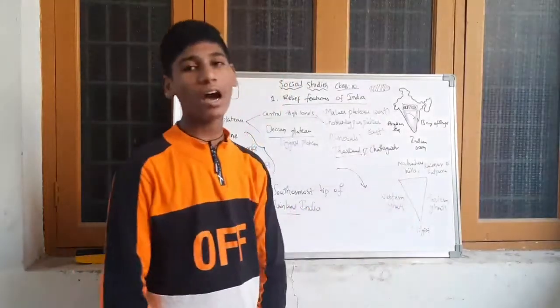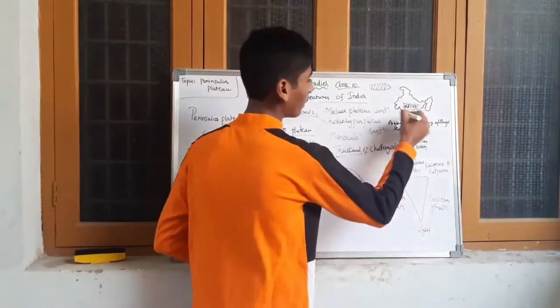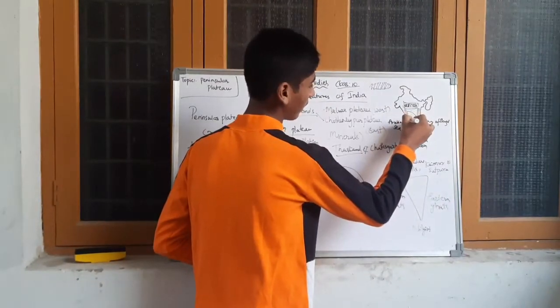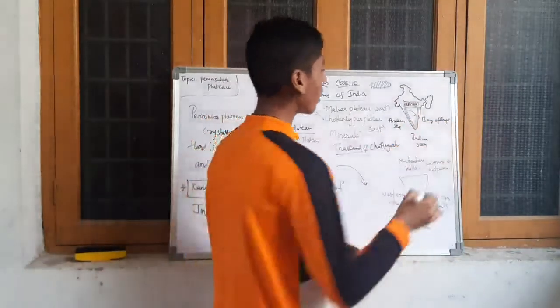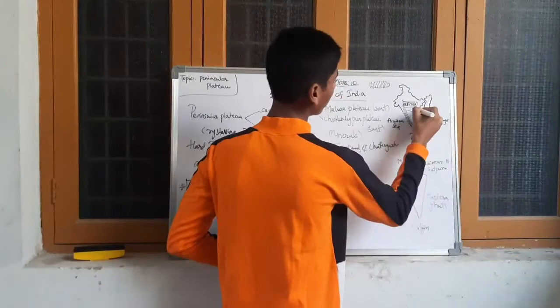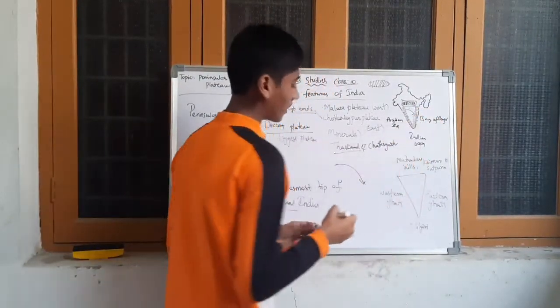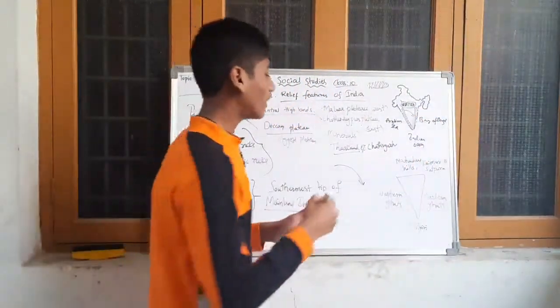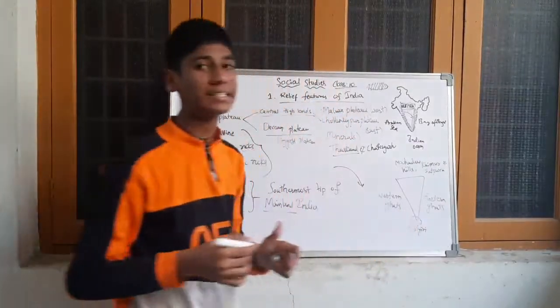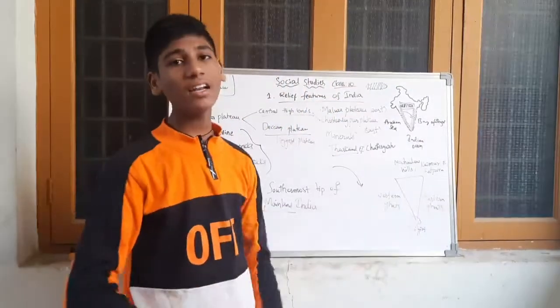The west side of the Deccan Plateau is the Western Ghats. The east side of the Deccan Plateau is the Eastern Ghats. And the south side of the Deccan Plateau is the Nilgiri Hills. In total, it is evergreen forest.